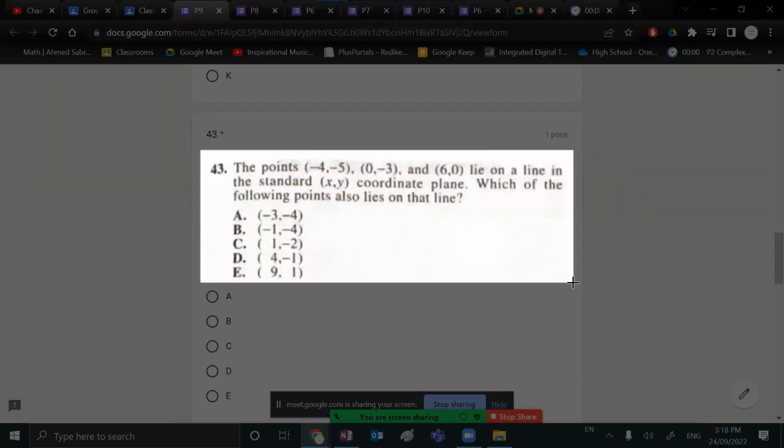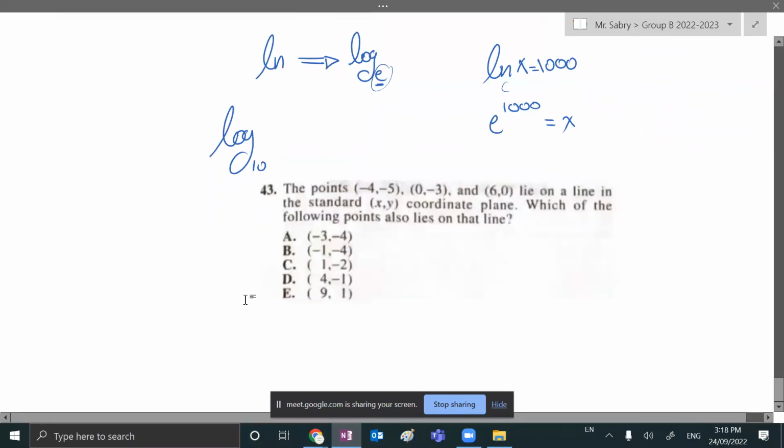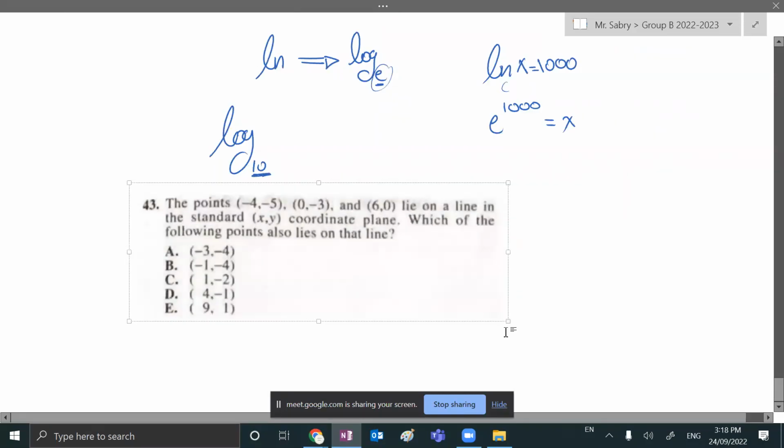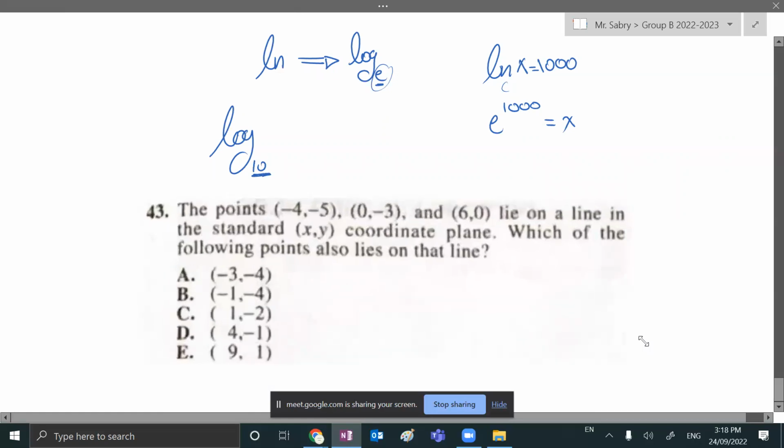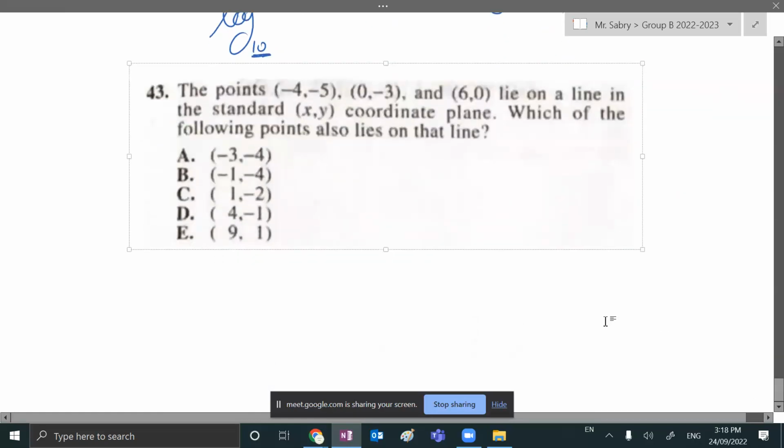Points lie on a line. Which points also lie on the same line? Apparently, when I have points and we're talking lines, I think of slope right away. So what I'm going to do is the following. I'll use this point along with this one to get the slope, or maybe easier actually to use these two because they have zeros in them.